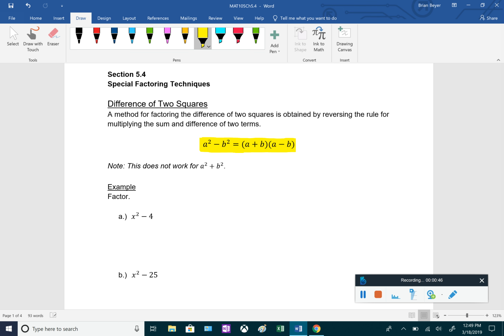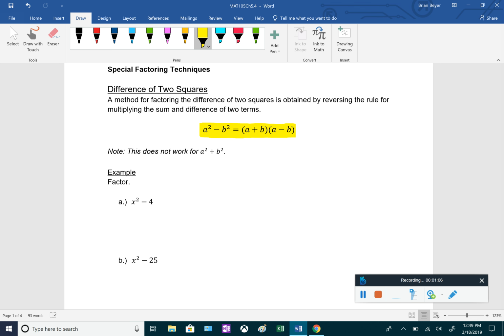Now we're going to be doing it in the reverse direction. We're going to be starting with something in the form a squared minus b squared, and we're going to know to factor it as a plus b times a minus b. And I put a little note here: this does not work for a squared plus b squared. It has to be the difference of two squares, meaning subtraction.